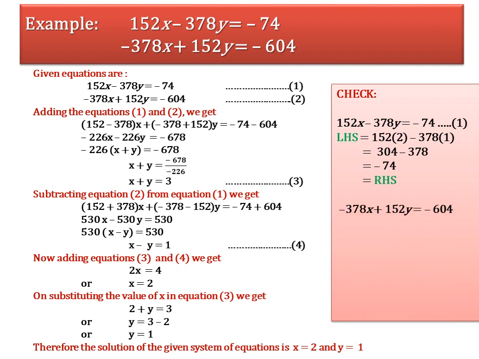Now let's see equation 2. Writing from the left hand side, this is minus 378 into 2 plus 152 into 1, which equals minus 756 plus 152, which equals minus 604, the right hand side of the equation. So we can see the solutions satisfy equations 1 and 2. So these are the solutions of the given equations, and this was the procedure to solve such type of equations.